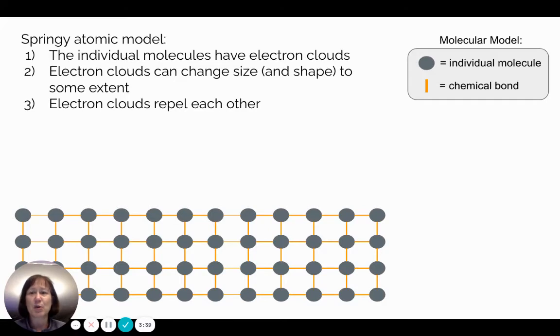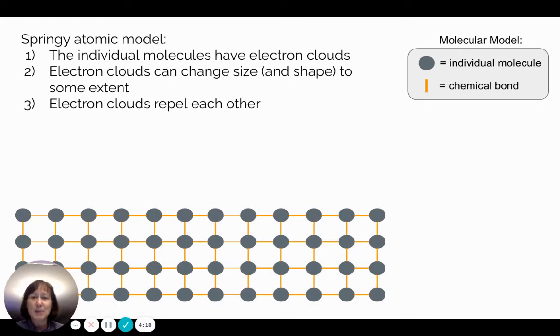Okay, so this is our springy atomic model. And this is the idea that individual molecules or atoms have electron clouds. And the electron clouds can change size and shape. The reason why they're called clouds is because they have kind of a fuzzy edge. They don't have like a really finite edge. And so this fuzzy edge allows us to kind of manipulate where the edge actually is, or the size of them. And so as we try to make the electron clouds smaller, they repel each other, and that's the push that we feel, or the pressure that we feel, or the touch that we feel.